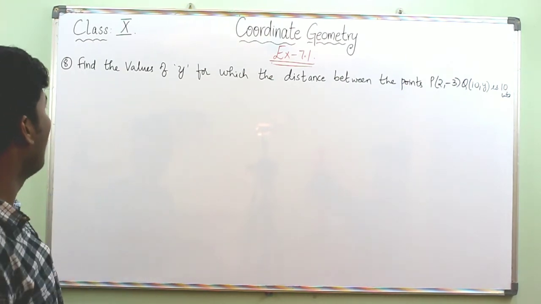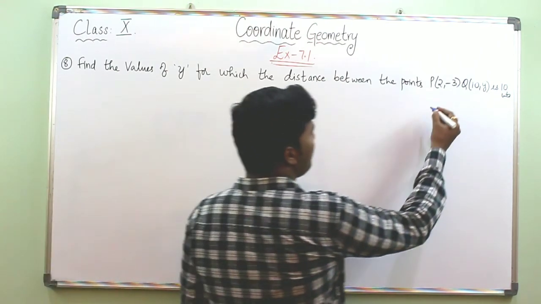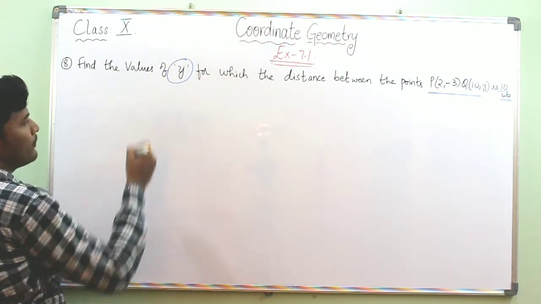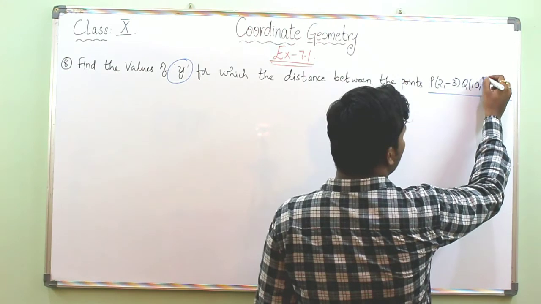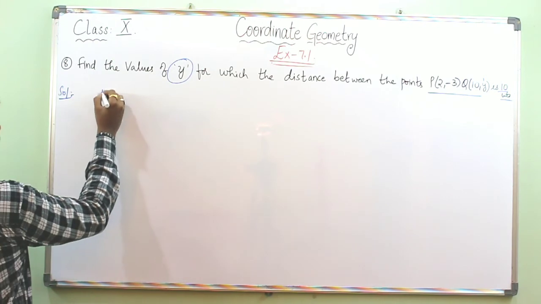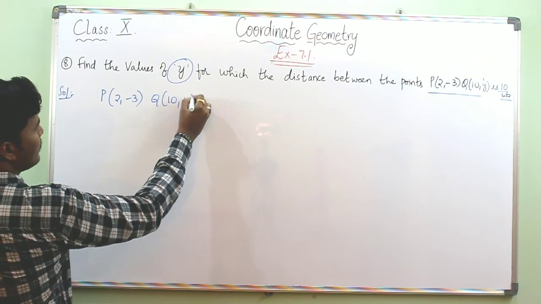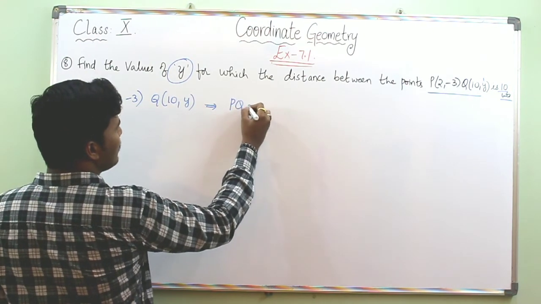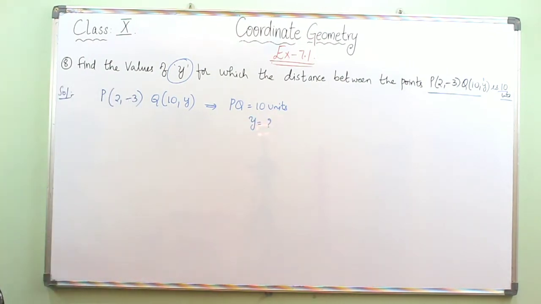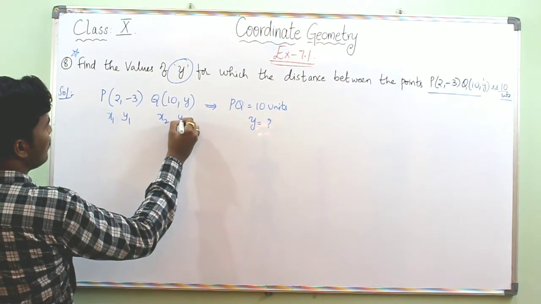The next question is, find the values of y for which the distance between the points PQ is 10 units. So we have to find the value of this y, which is missing in this Q, and we have the distance between the points as 10. So now P is 2 comma minus 3 and Q is 10 comma y, and this distance PQ is 10 units. What we have to do is find out y. This is a very important model. So now let us name this as x1 y1, x2 y2.